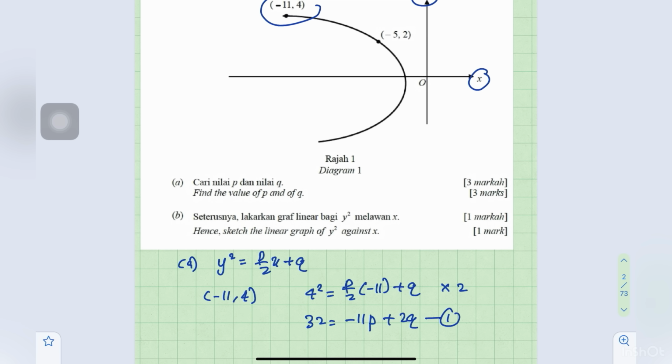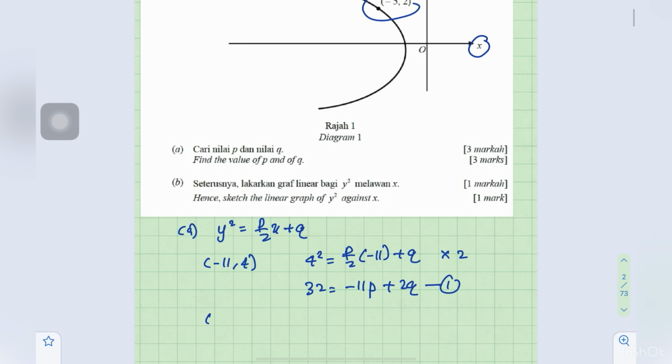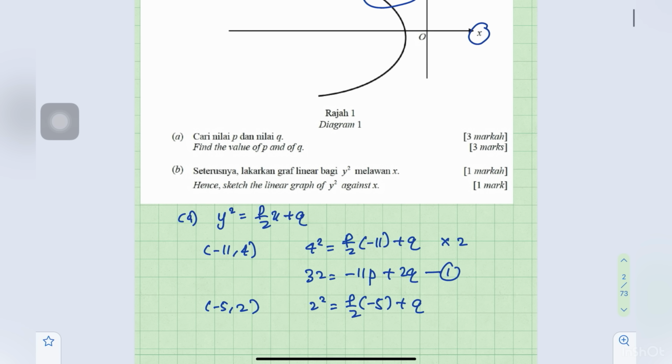Okay, so then another equation. Another point, negative 5, 2. Negative 5, 2 into the equation. So, 2 squared equals p over 2 times negative 5 plus q. Okay, same, we times 2. So we get 2 squared 4, 4 times 2, 8 equals negative 5p plus 2q. So, this is equation number 2.